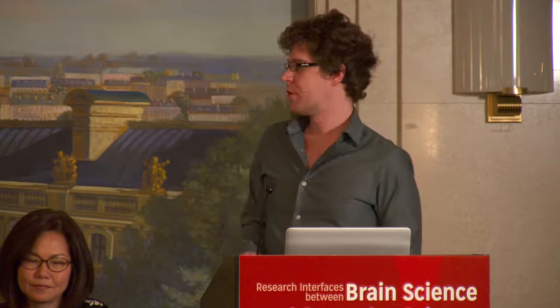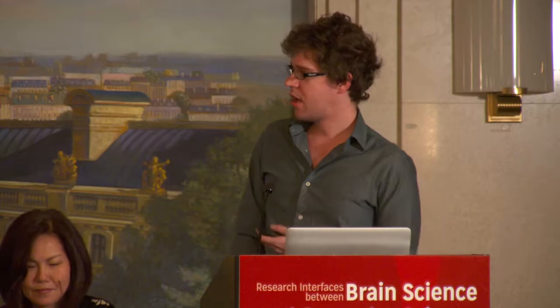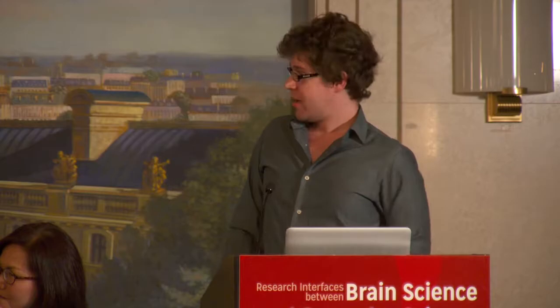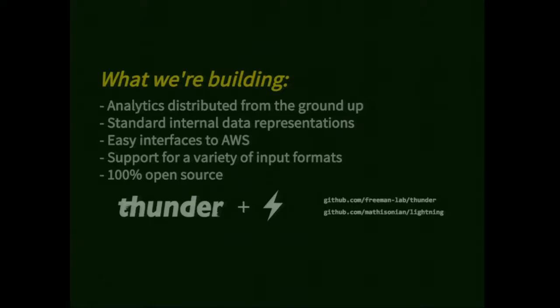I want to stress, because it's incredibly important, this is 100% open source. Every component of it is available free for download, except, of course, paying for running it on EC2, which costs money, but so does buying a computer. And the links to everything are on GitHub right here. Thunder is this analytical library. Lightning is a library that we've developed for the purpose of visualization.